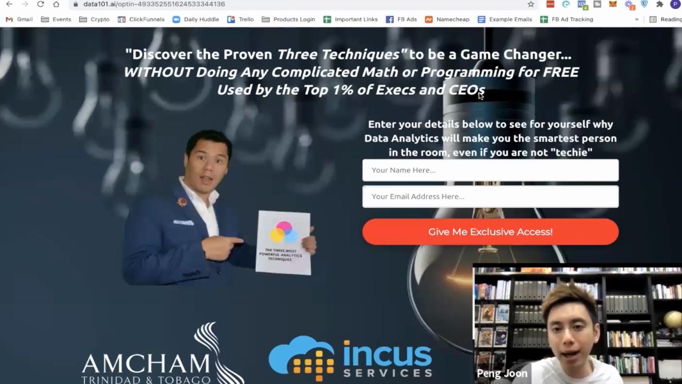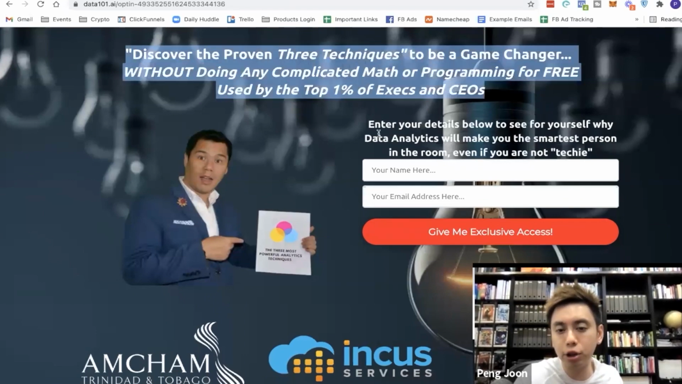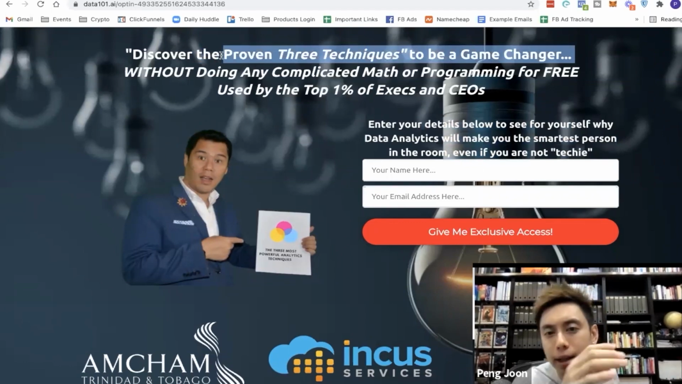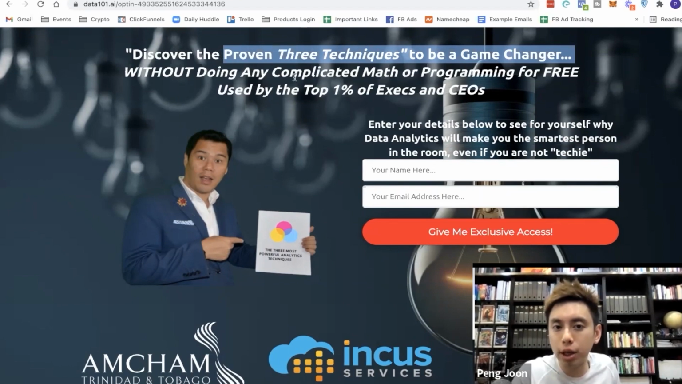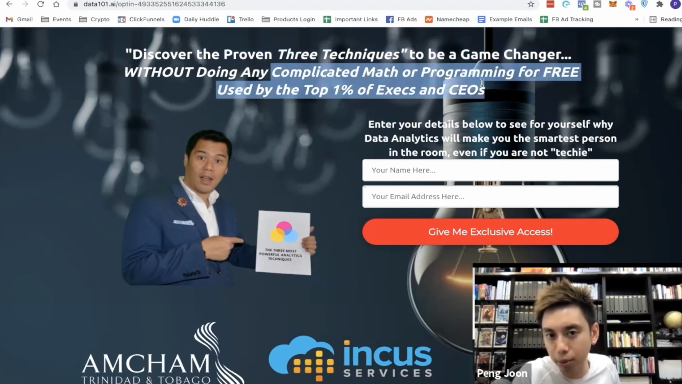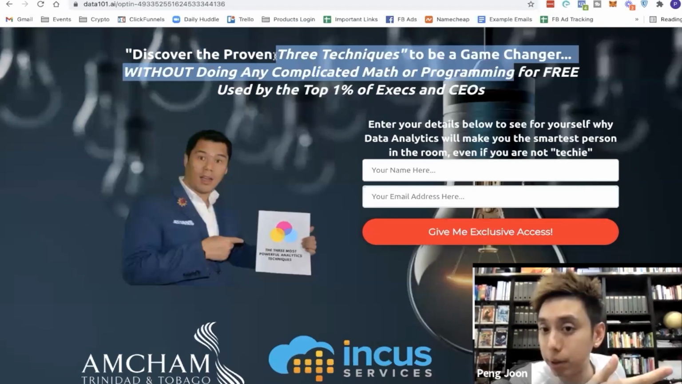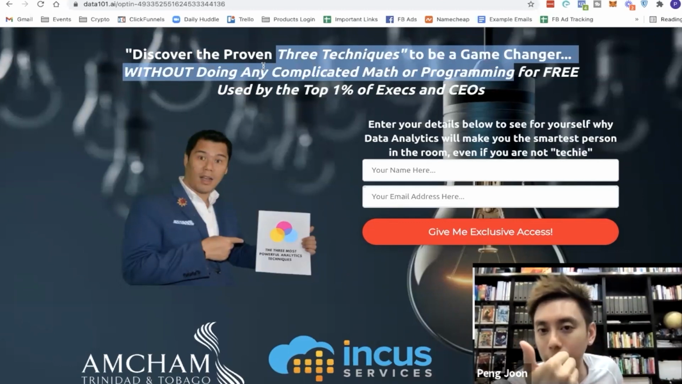Okay, so let's pause for a sec over here and see how we can improve this. When I take a look at the headline versus the benefit, the headline, proven 3 techniques to be a game changer, is very vague. People will not know what that means. And when you say without any complicated math or programming, that wasn't even in my mind in the first place, right? So remember, a typical headline is how to get a result without the thing that they hate doing, right? So right now the result, which is to be a game changer, people don't know what that means.